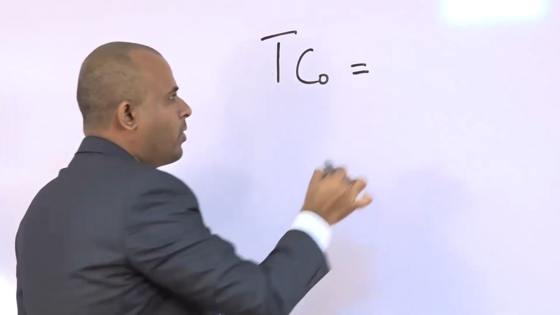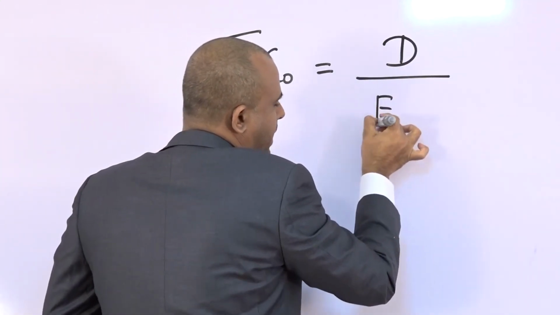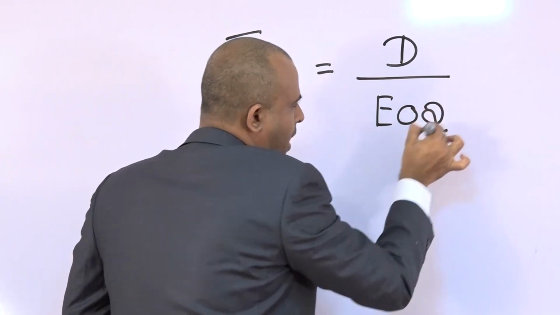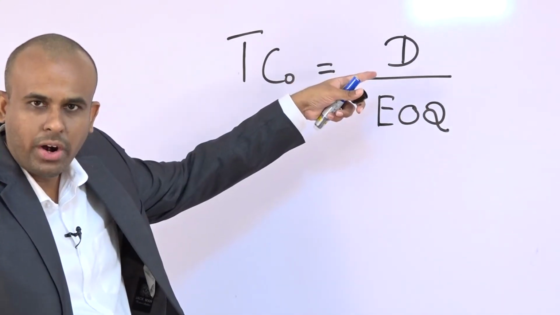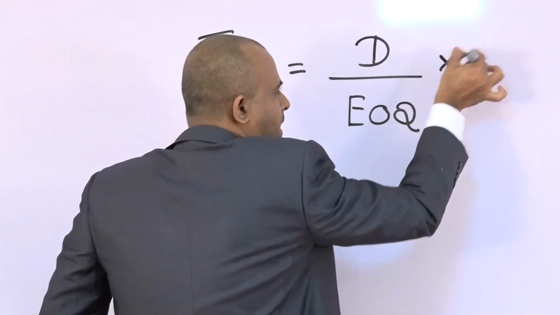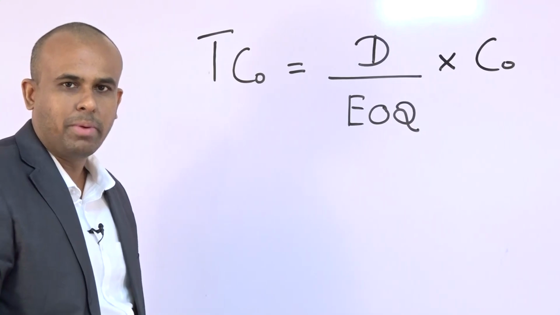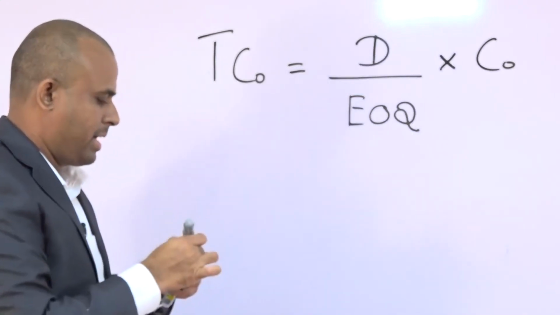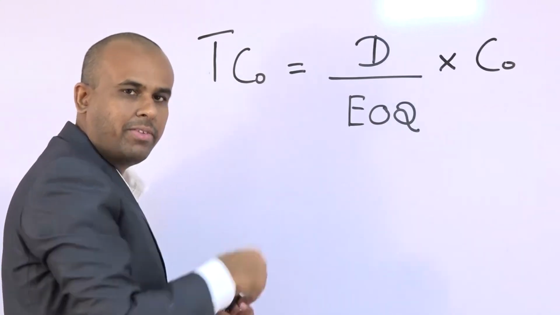What is the formula in calculating the total cost of ordering? Annual demand divided by EOQ. When you divide the annual demand by the EOQ, what answer do you get? The number of orders. That you multiply by the cost per order. How much has to be the answer? 30,000. We'll see whether we get that.